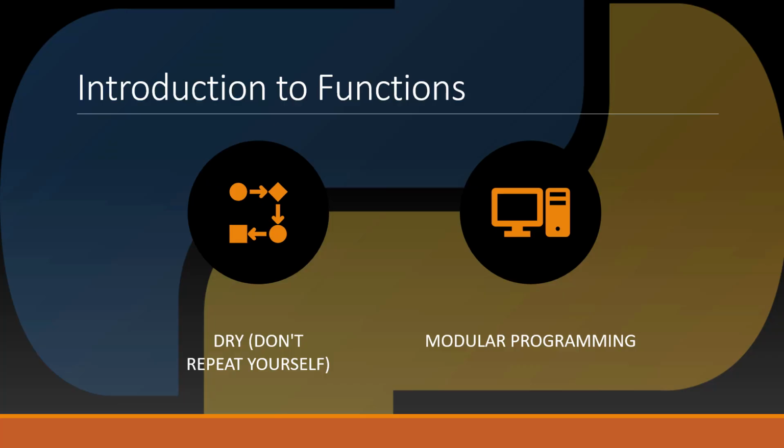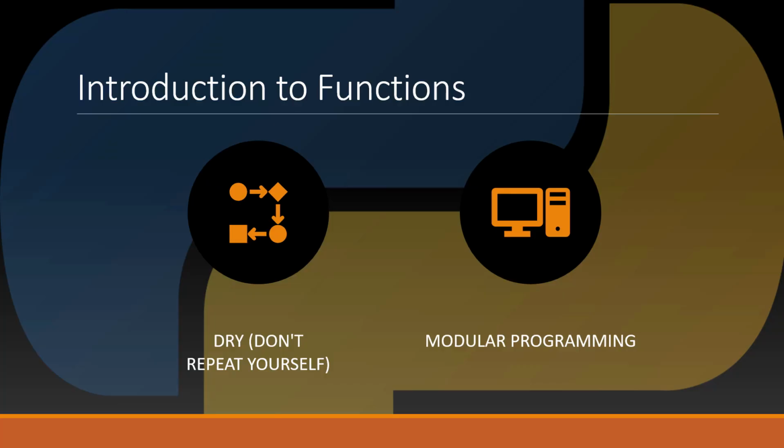If you have seen our previous tutorial sessions, we have talked about these two programming methods. First is the DRY approach and second is modular programming. According to the DRY approach, we should never repeat our code. We should write our Python program in such a way that we never repeat any code. And according to modular programming, we should break our large Python program into small chunks.